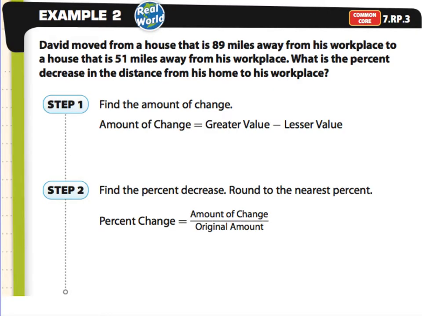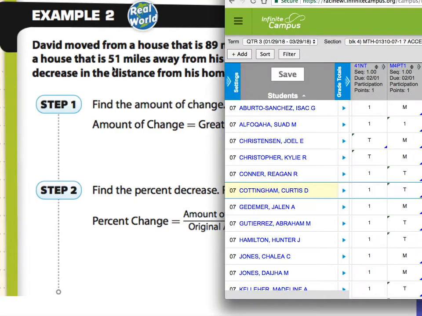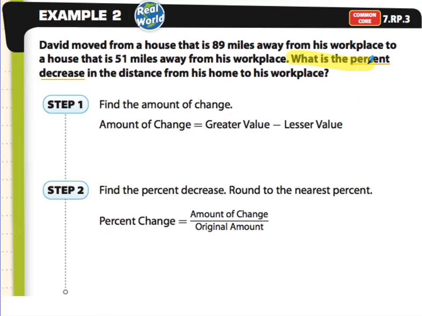All right, so here we have David, who moved from a house that was 89 miles away from his workplace to a house that was 51 miles away from his workplace. What is the percent decrease in the distance from his home to his workplace?